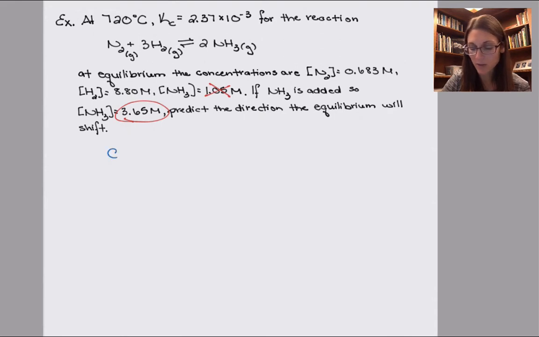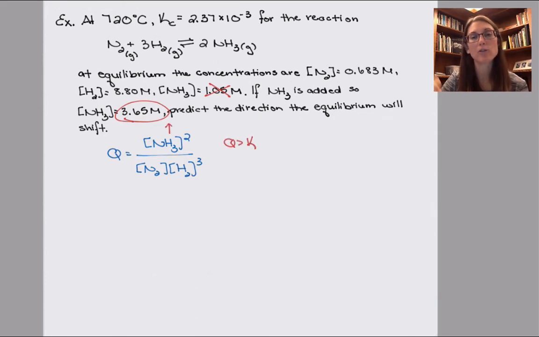Again, come back to your reaction quotient. What I've done here now is I've increased the concentration of ammonia. So Q is going to be greater than K. I have too many products. And so in order to reestablish equilibrium, I'm going to have products form additional reactants. And so this reaction will proceed toward the reactants.